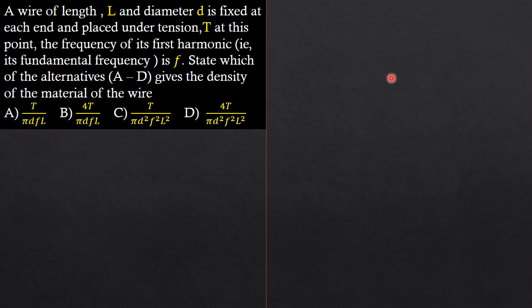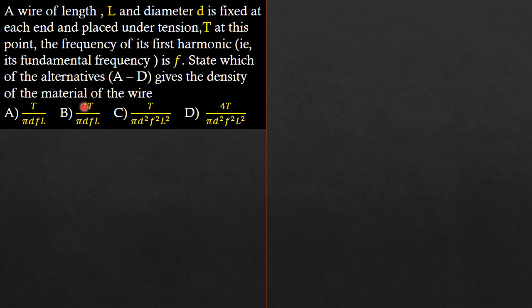Awesome, friends. As you can see, the question reads that a wire of length capital L and diameter small d is fixed at each end and placed under tension T. At this point, the frequency of its first harmonic, that is its fundamental frequency, is small f. State which of the alternatives, from A to D, gives the density of the material of the wire. Great. So friends, they've given us the options.